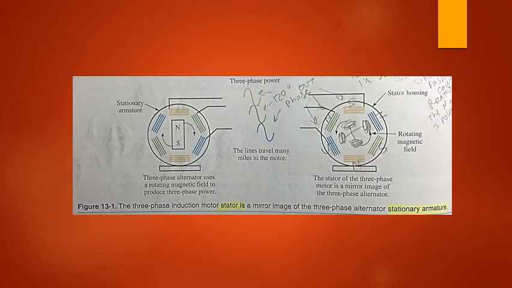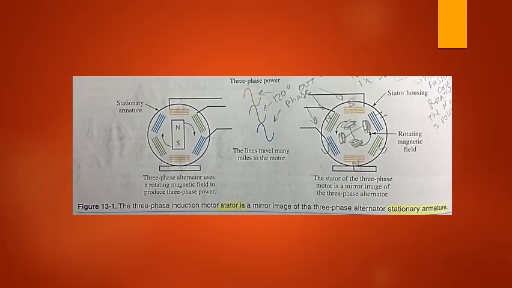A motor converts electrical energy into mechanical energy. The mechanical energy takes the form of a rotating shaft. The rotation of the magnetic field inside of the stator produces power in the same way as the revolving field and stationary armature from the three-phase generator. The stator of a three-phase induction motor is a mirror image of the three-phase alternator.